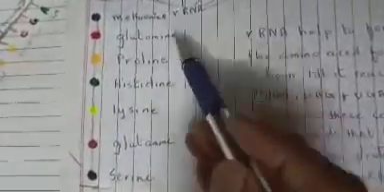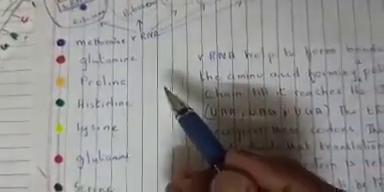Now, these peptide bonds will result in a chain. For example, I've shown you over here, there is a chain. See the amino acids methionine, glutamine, proline, histidine, lysine, glutamine, serine. They are all connected by a bond which is supplied to them by the ribosomal RNA. So now they have formed a chain, and this is called a polypeptide. It can contain at least hundreds of amino acids.